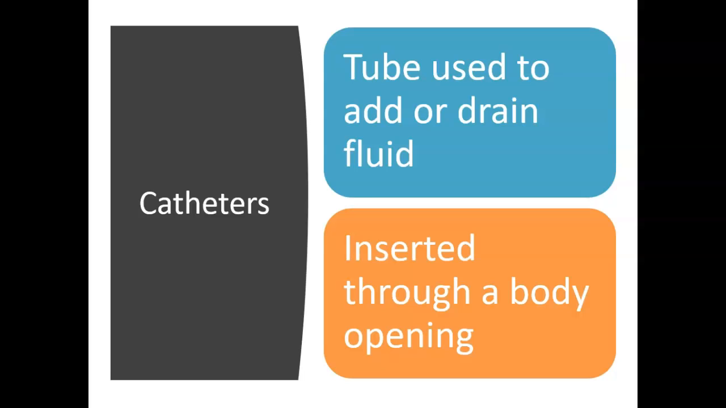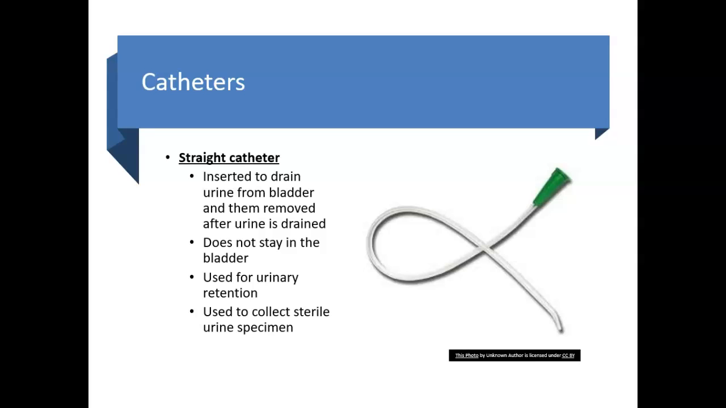Catheters. Any catheter is a tube inserted to drain fluid. It can be inserted through a body opening, but we're going to talk about urinary catheters. This is a picture of a straight cath. This is inserted to drain urine from the bladder and then removed after it's drained. So this is one that maybe you need a urine specimen. So you go in, you get urine, and then you take it right back out. It doesn't stay.